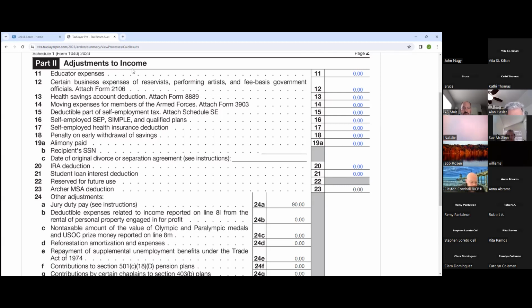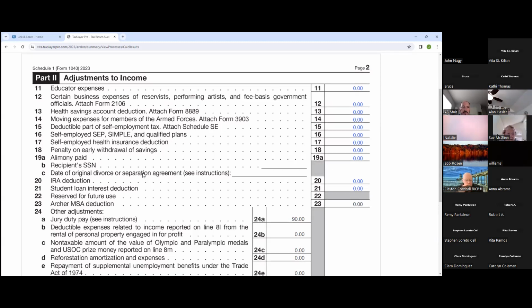And then on this page, you do have in the VITA program a lot of educator expenses, again, K through 12. We don't do this at St. Killian's, but if you're from Coastline College, we will have reservists, military reservists who get an adjustment to income from time to time. And then this is the penalty on early withdrawal. That's an adjustment to income. You see that? That's that student loan interest deduction that we talked about. You see that a lot in the VITA program.